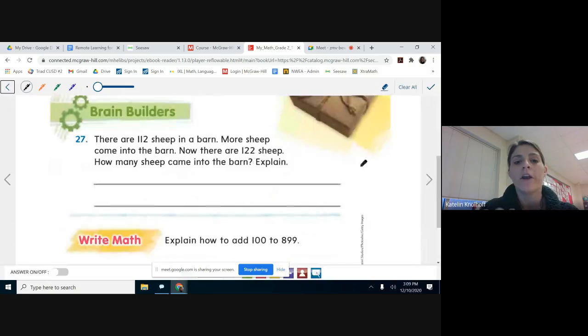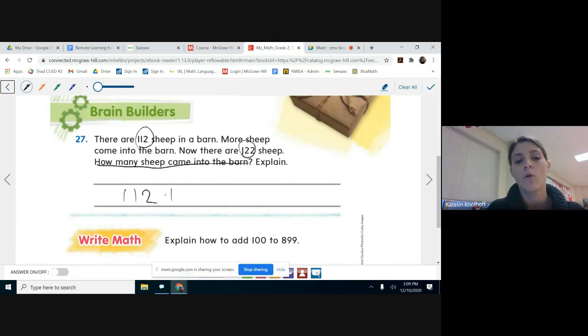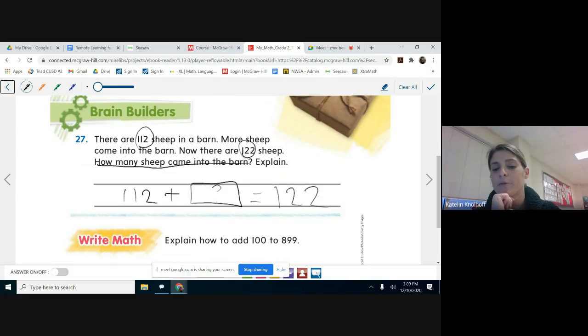27. There are 112 sheep in a barn. More sheep come into the barn, but we don't know how many. Now there are 122 sheep. How many sheep came into the barn? So this is my mystery problem. So I have 112 sheep. Some more came in, but we don't know how many. That's our mystery. And now there are 122 in the barn. So how many came into the barn?